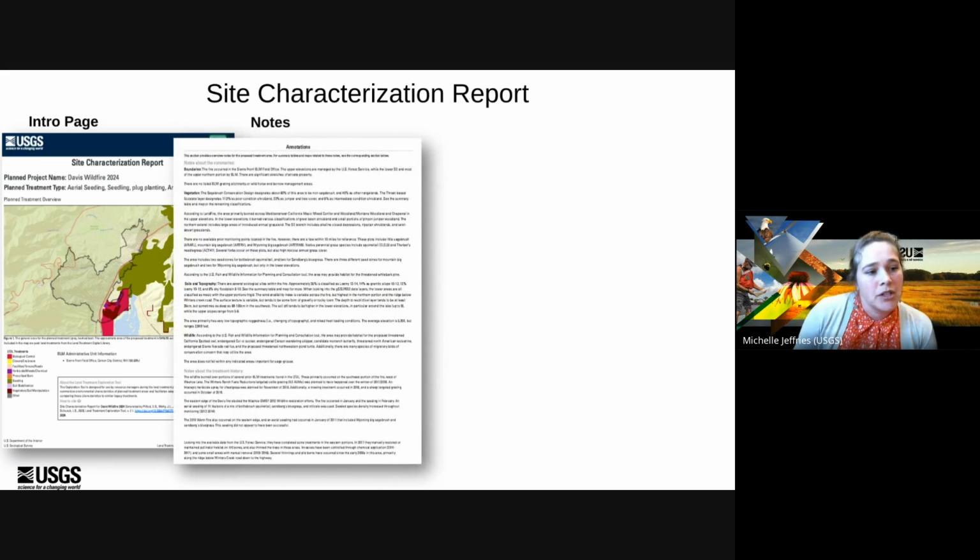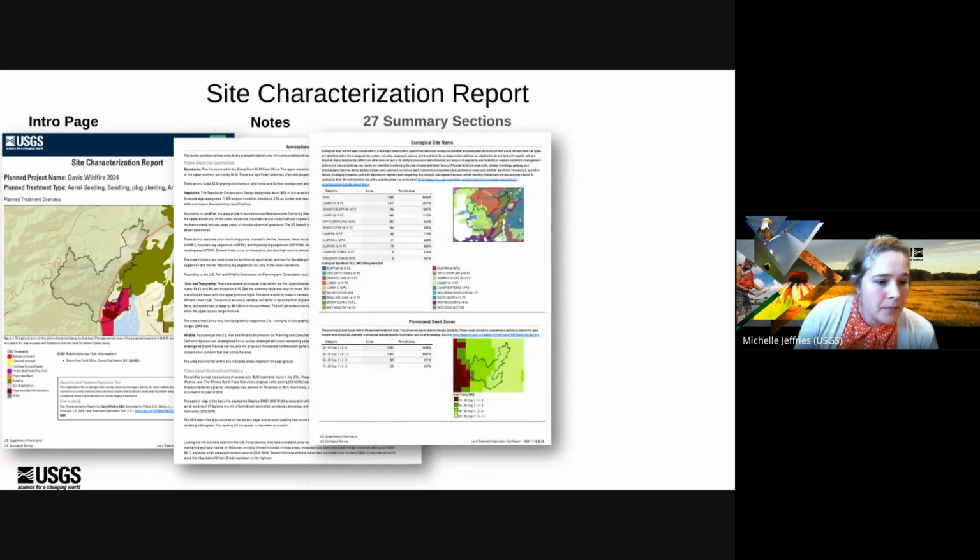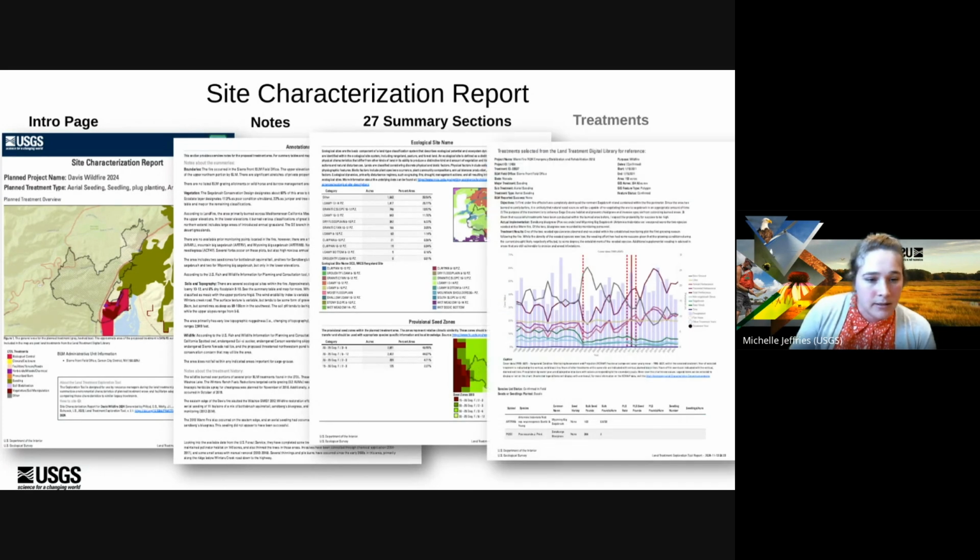Throughout the tool, users are encouraged to write notes. These are notes that I would have taken if I were planning a restoration project for this fire. And then there are 27 different summary sections where the tool automatically generates these maps as well as tables of your specific polygon overlaid with a bunch of data like seed zones, ecological site names, LANDFIRE vegetation cover, and so on and so forth.